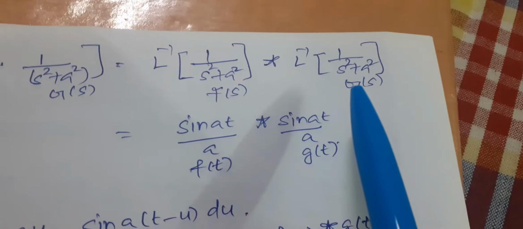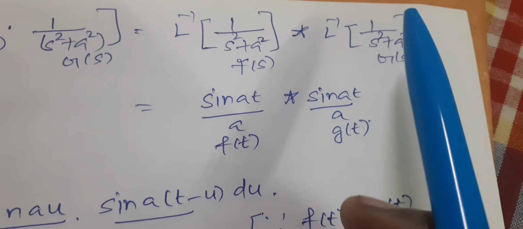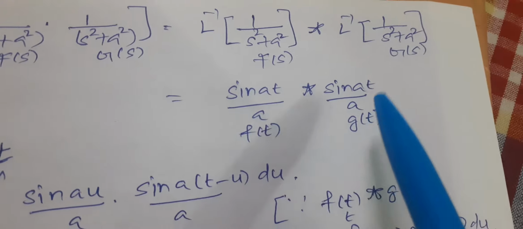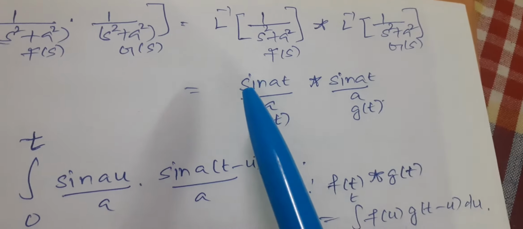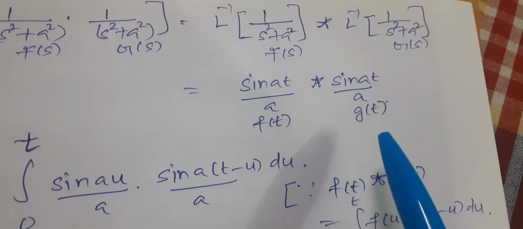Here also, the same: multiply and divide by a. So 1 by a into L inverse of a divided by s square plus a square is sin at. That only I am writing as sin at by a. Here I am considering the first one as f of t, second one as g of t. So f of t star g of t.